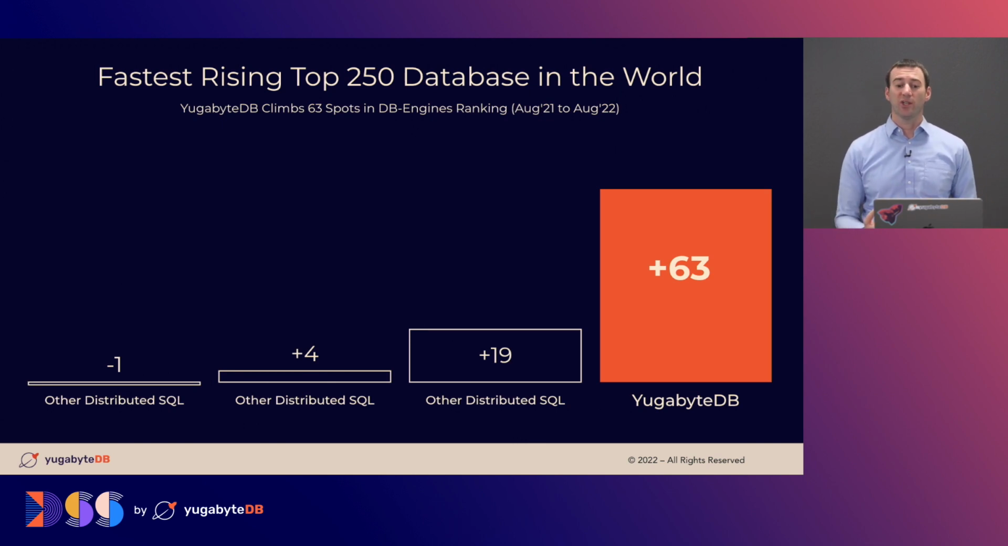In general, distributed SQL across the board has seen tremendous growth. One great proxy for that growth is DB Engines. If you're not familiar with dbengines.com, it's a great website that analyzes the 300 plus databases out on the market and ranks them based on features and popularity. And if you look at the top 250 databases over the past year, none have grown faster than YugabyteDB. This is a tremendous testament to the great number of features we have that we'll talk about, and to the overall market hunger for a new distributed SQL solution to address a lot of the pain points people continue to face with legacy solutions.